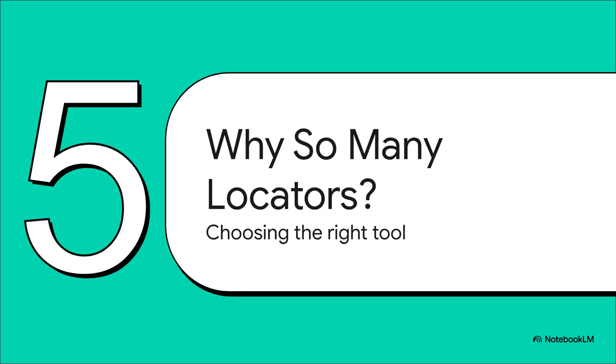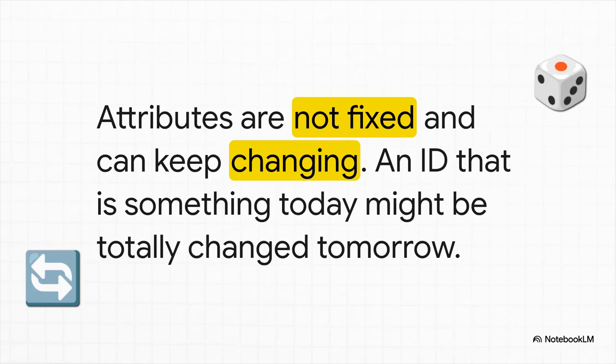So all of this leads to a pretty logical question, right? If the goal is just to find something on a page, why do we have so many different ways to do it? Why not just pick one or two and call it a day? And the answer is pretty simple. Modern websites are alive. They're not static documents. They are incredibly dynamic. An ID for a button that works perfectly right now might be totally different the next time you refresh the page, which means your script would just instantly fail.